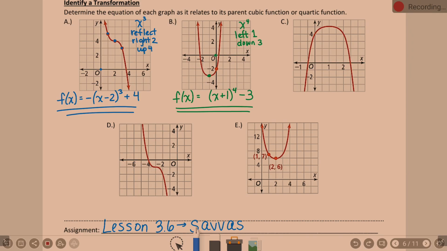Okay, what shape do we see on C? This is an x to the fourth, right? What all happened with this x to the fourth graph? It's no longer right side up. It's upside down, so we know it's reflected.